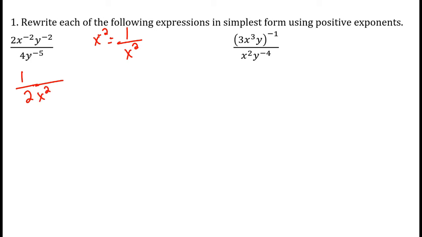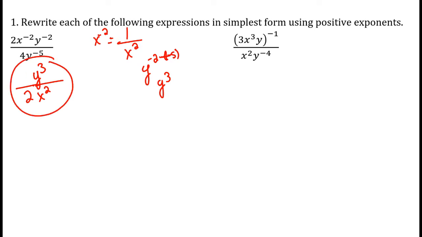Y to the negative 2, y to the negative 5th. Well, when I divide, I subtract my exponents. So y to the negative 2 minus negative 5. Be careful here, because you end up getting y to the third. So I have a y to the third left in the numerator. And that's our final answer using only positive exponents.